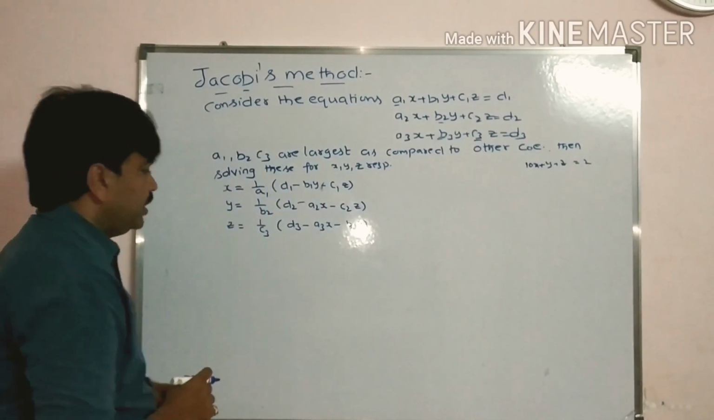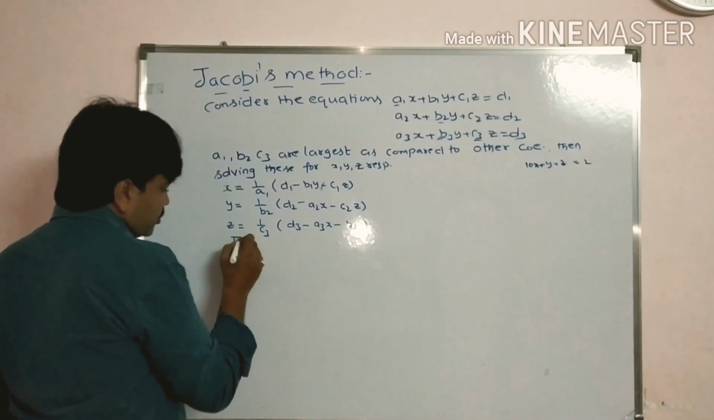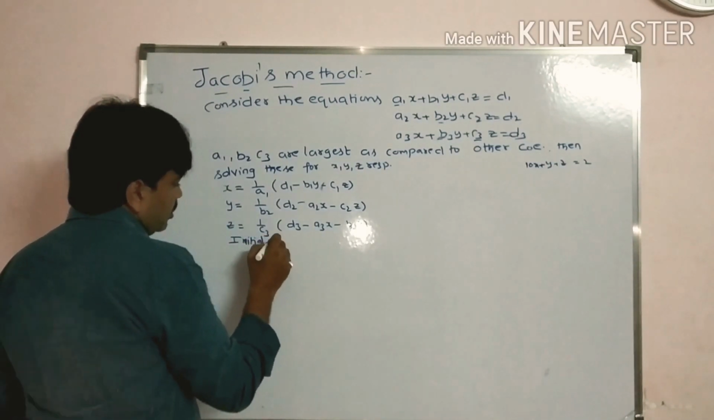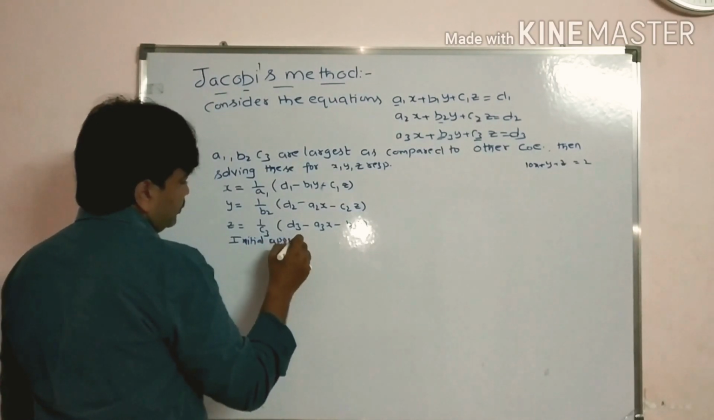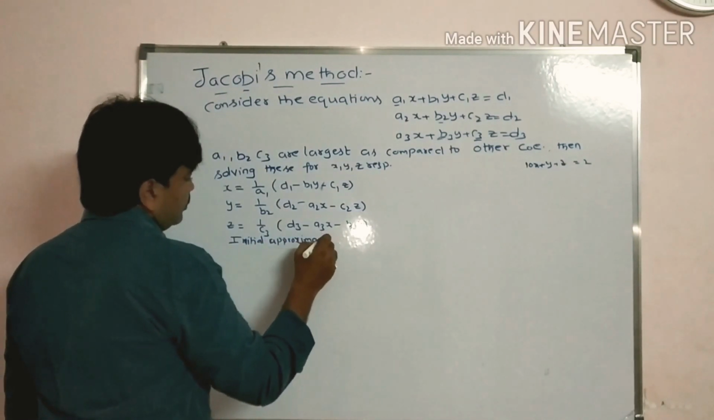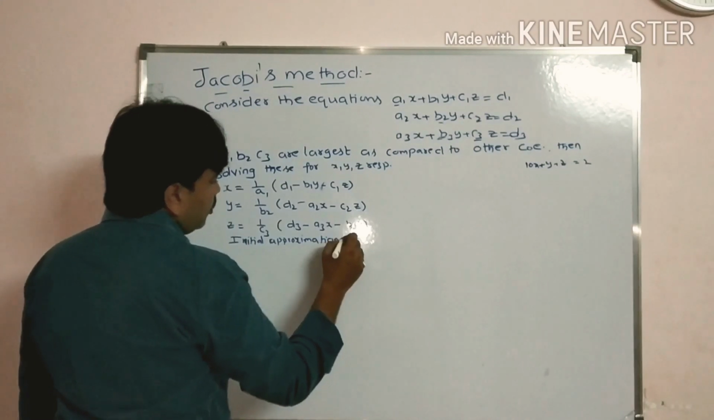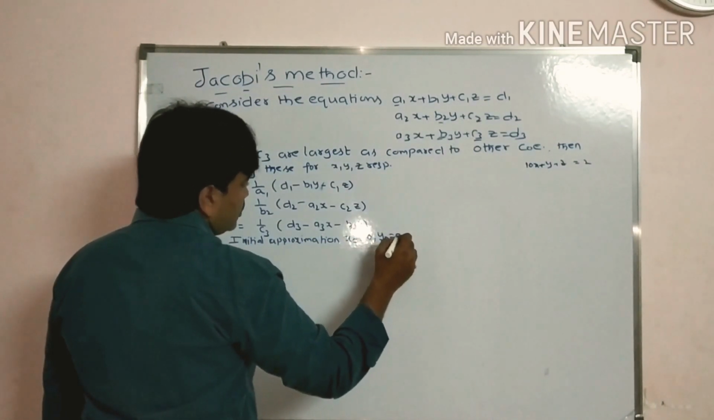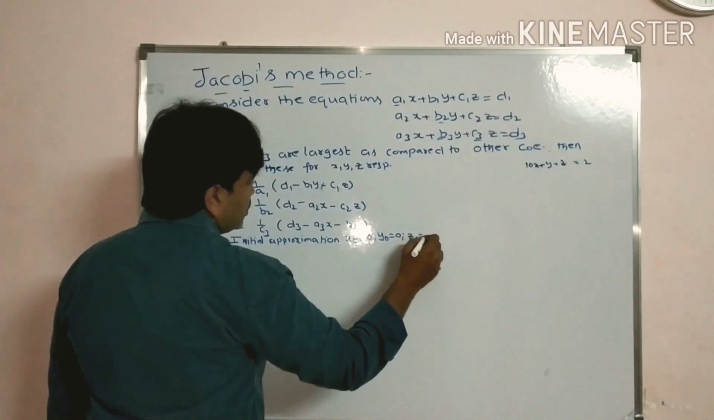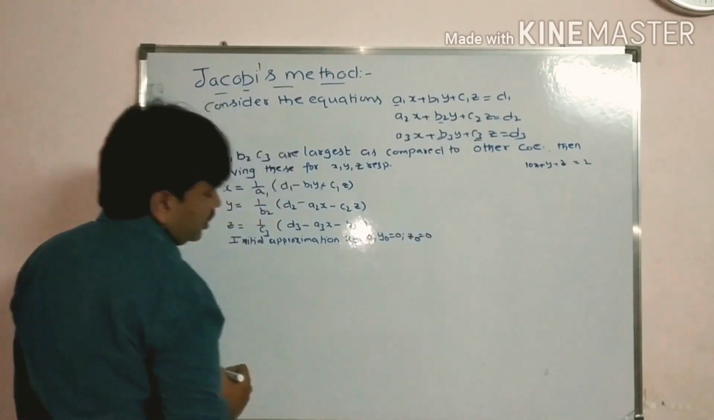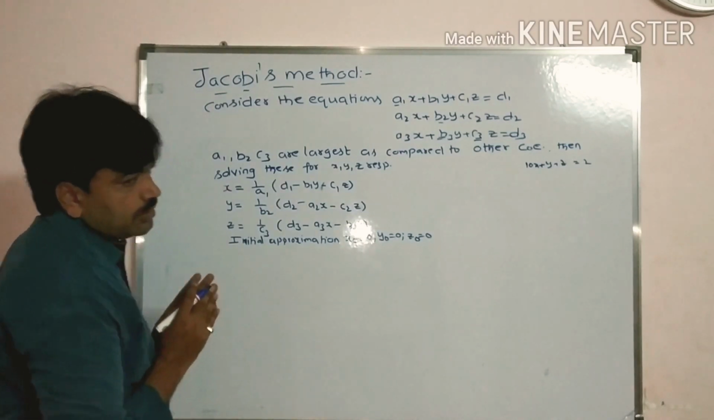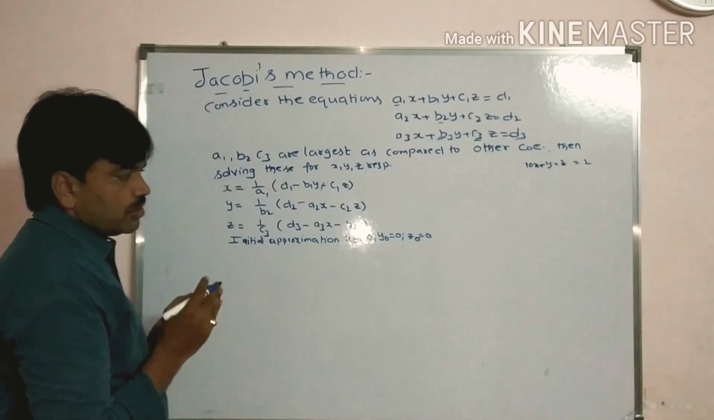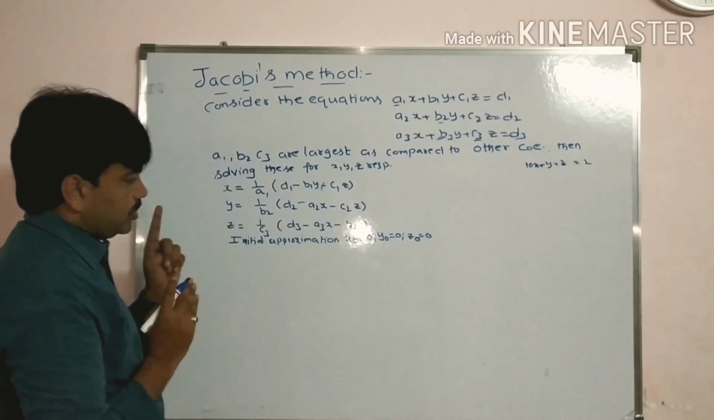Then take the initial approximation, students. What is the initial approximation here? X naught is equal to 0, Y naught is equal to 0, and Z naught is equal to 0. This is the initial approximation, students.